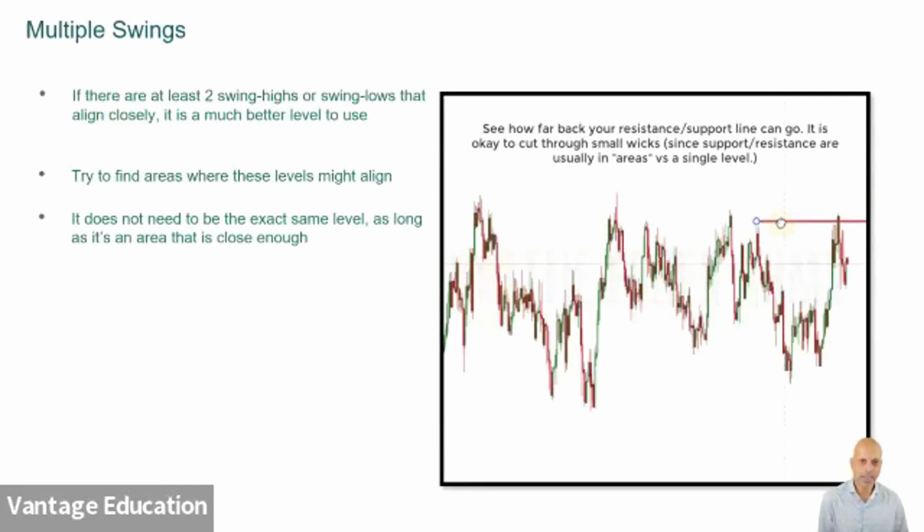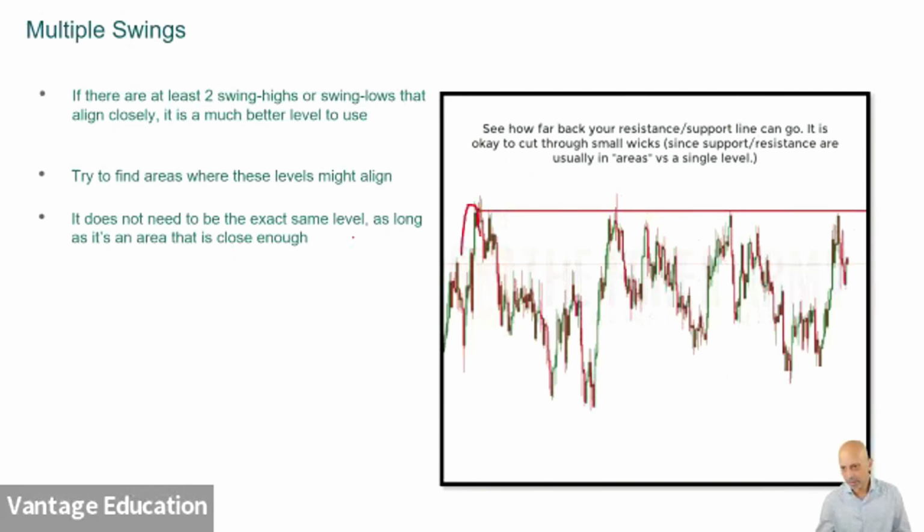Now, of course, if there are at least two swing highs or swing lows that align closely, it is a much better level to use. So we typically will try to find areas where these levels might align. Now, it does not need to be at the exact same level as long as it's an area that is close enough. Now, on this GIF here, we can spot several swing high resistances, right?